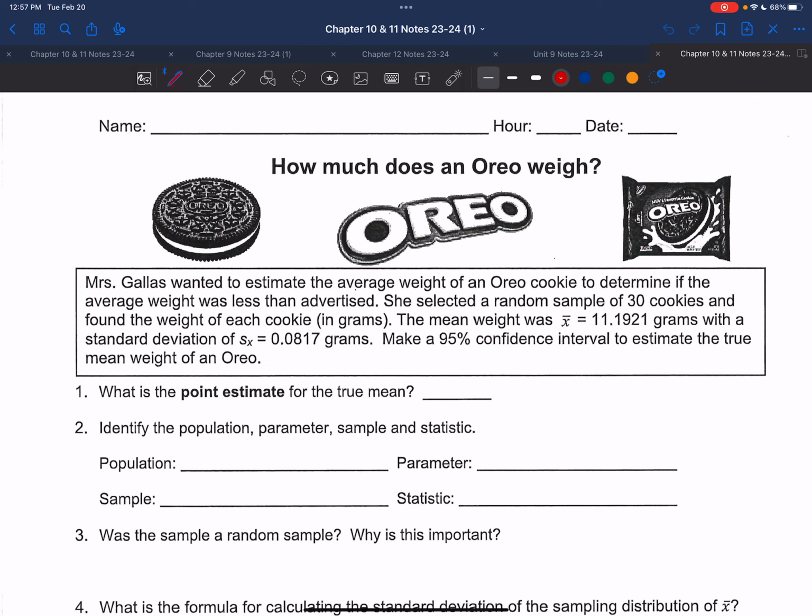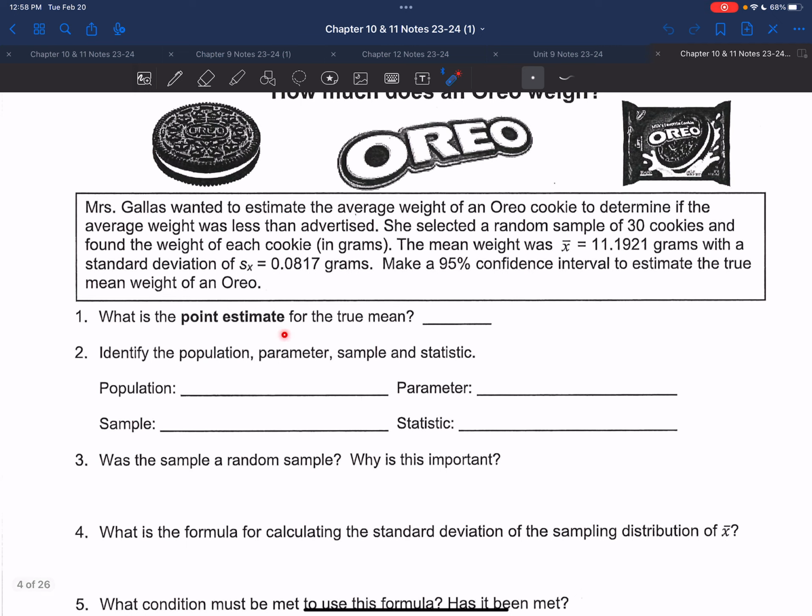So it says Mrs. Gaulis wants to estimate the average weight of an Oreo cookie to determine if the average weight was less than advertised. She selected a random sample of 30 cookies and found the weight of each cookie in grams. The mean weight was 11.1921 grams with a standard deviation of 0.0817. It says make a 95% confidence interval to estimate the true mean weight of an Oreo.